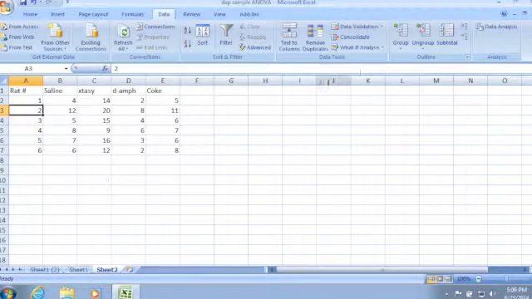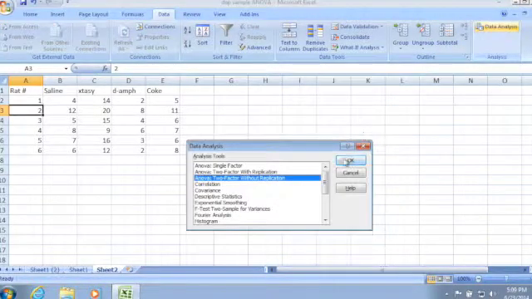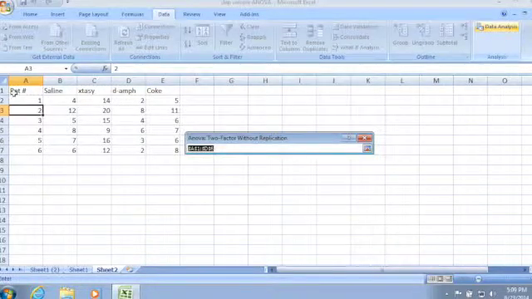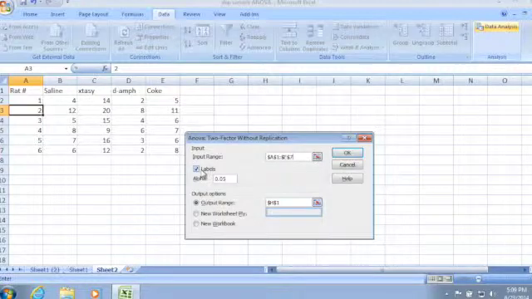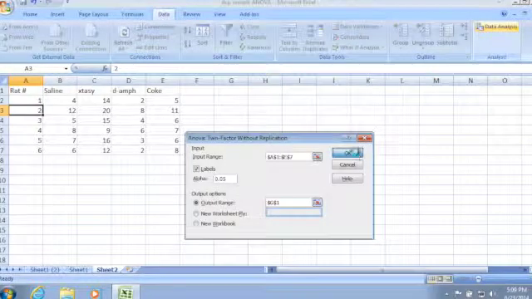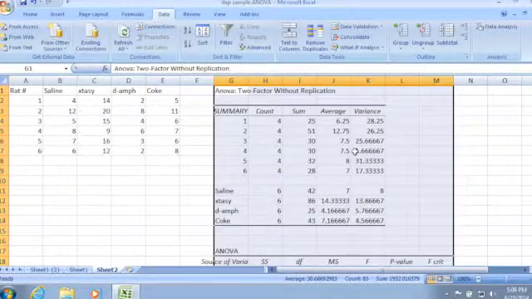the various conditions here. To do a dependent sample ANOVA, I'm going to select the data analysis and then the two-factor without replication. I'm going to select my data range, make sure I have my labels selected, and I'm going to put my output right over here. And here are the results of that analysis, my ANOVA two-factor without replication.